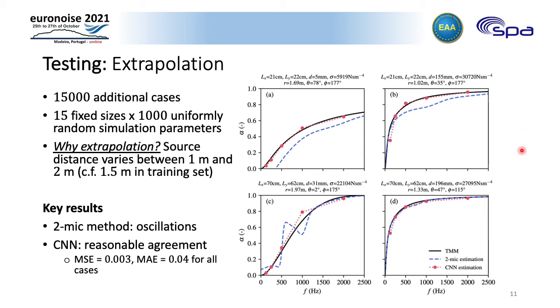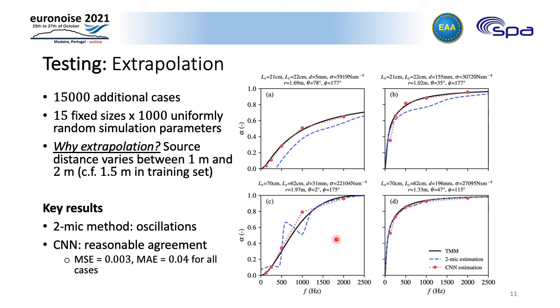The top and bottom rows correspond to cases with smaller and larger sample sizes. The top left and bottom right correspond to source distances closer than the one of the training set, while the top right and bottom left correspond to source distances farther than the one of the training set.